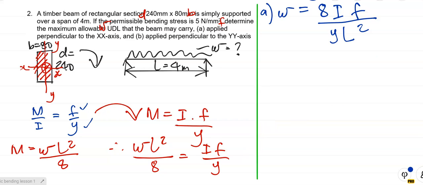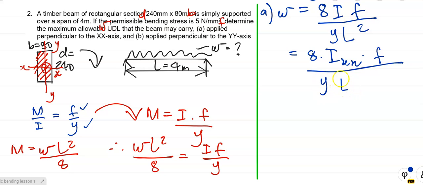Right, people, I've taken this formula here. wL squared over 8 is equal to IF over Y. I've written it over there. So for number A, w is equal to 8 times, and because for number A the beam is placed vertically, it will be IXX times F, which we know, over Y. And what's Y? Y is D over 2. It will be D over 2. I write it like that, times L squared.